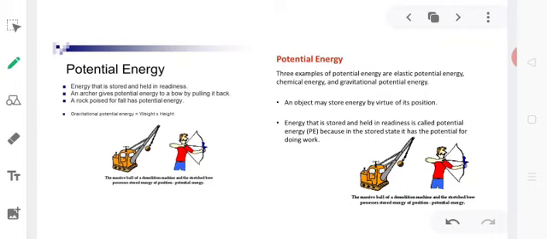Similarly, when a spring is compressed or stretched, work done in compressing or stretching the spring is stored in the spring in the form of potential energy. Again, when a stretched bow is released, the arrow goes forward with a large velocity on account of potential energy of the stretched bow. So we have understood that an object may store energy by virtue of its position. Energy that is stored and held in readiness is called potential energy, because in the stored state it has the potential for doing work.